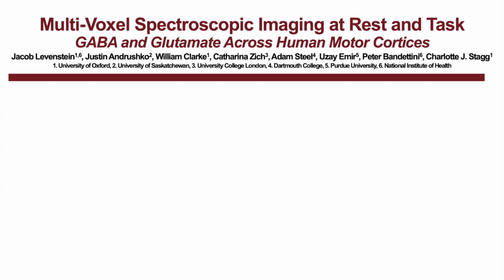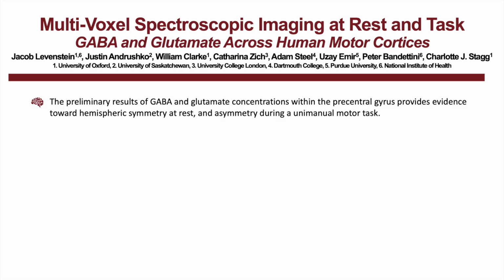To conclude, I'd first like to say that the novel use of magnetic resonance spectroscopic imaging used here during periods of task and rest allow for an investigation into how neurochemicals change across space. Using this technique, we first observe symmetry between concentrations of GABA and glutamate relative to the left and right precentral gyrus. This relationship did not hold true once participants performed a task, and this is not necessarily surprising.